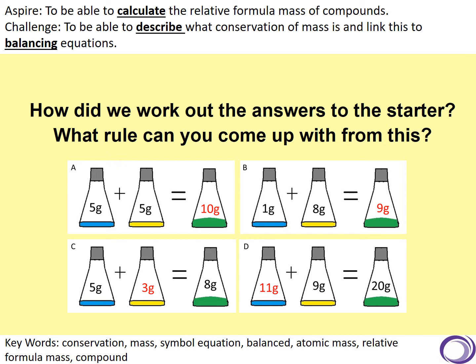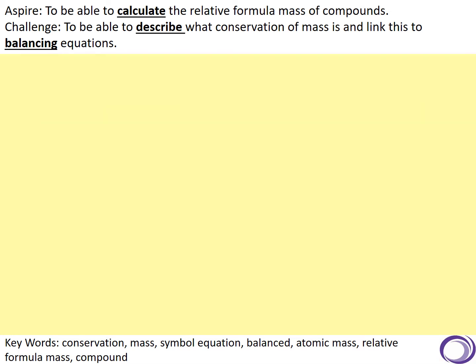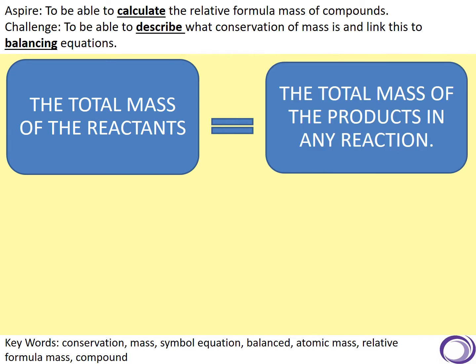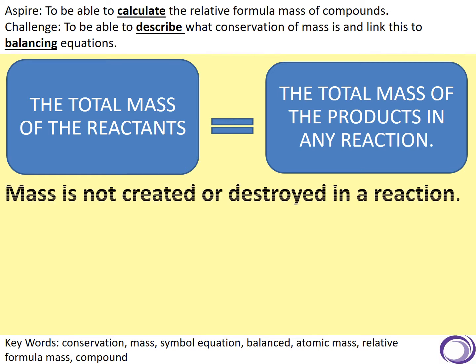So how did we work out the answers to the starter and what rule can we come up with from this? So when we look at everything, whatever is in the first 2 flasks, when we join them together, we end up with those in the final flask. So what we can think of is that the total mass of the reactants, what we start with in a chemical reaction, will always equal the total mass of the products in that reaction. And it doesn't matter if you've got several reactants and several products, it will still follow that same rule.